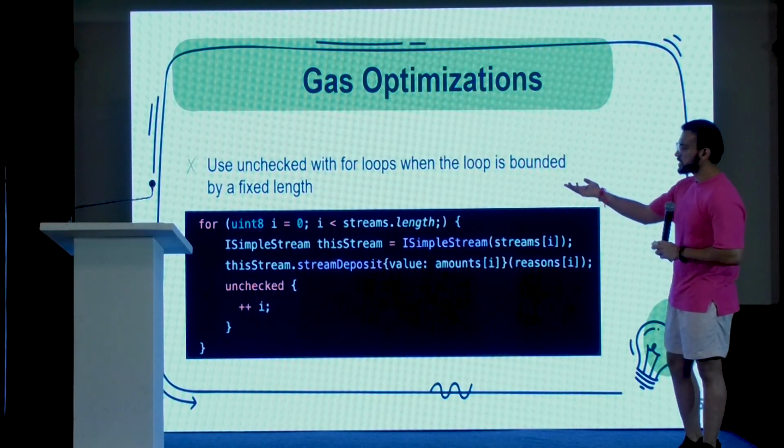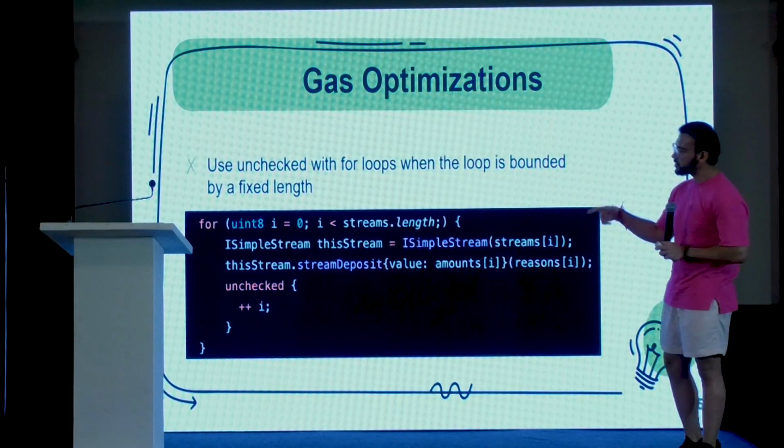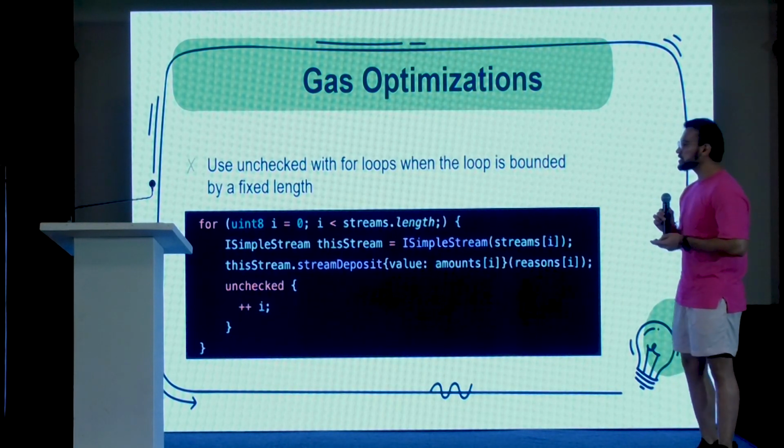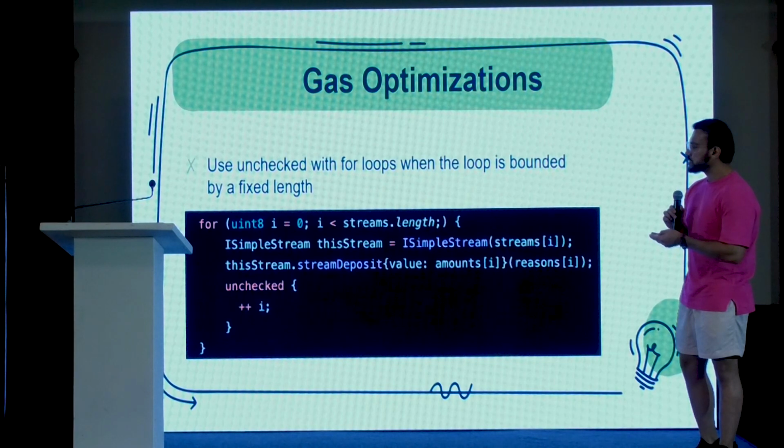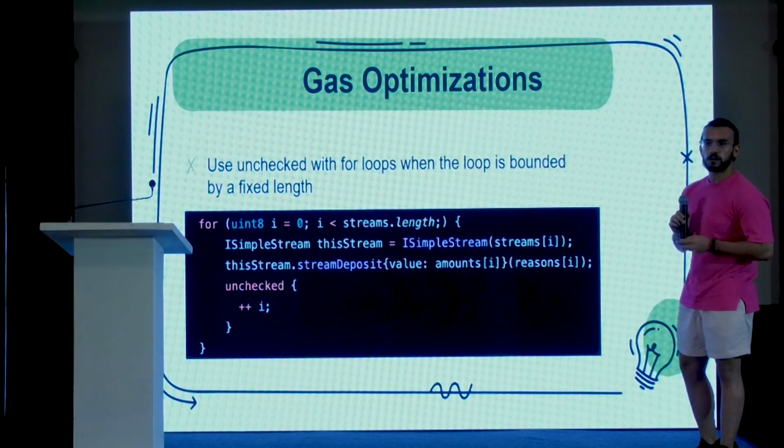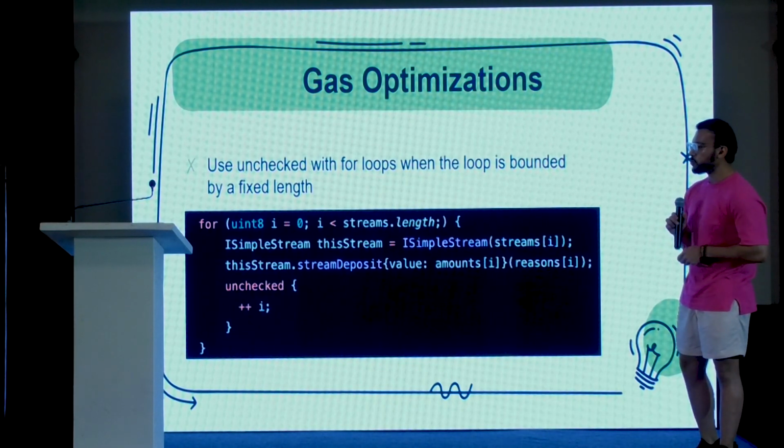And just define the for loop like you do, but you do the increment inside the unchecked block. Basically, what this means is before Solidity 0.8.2, the compiler version, there were no overflow and underflow checks, right? Basically, what overflow and underflow means is that you can only have 256 bits, right?